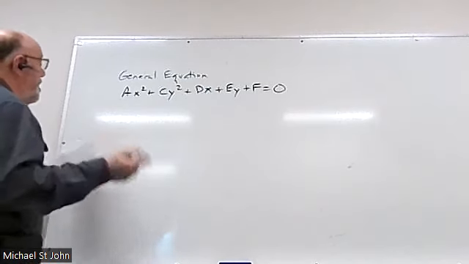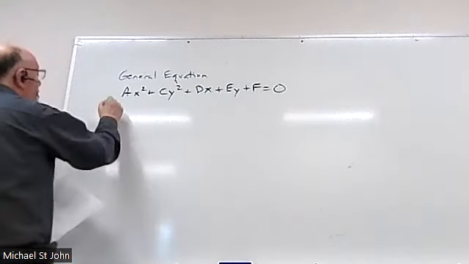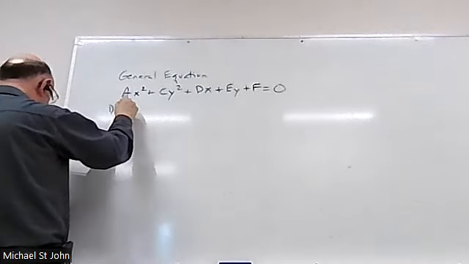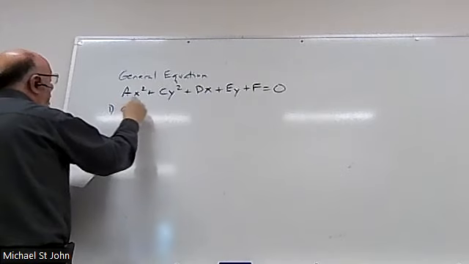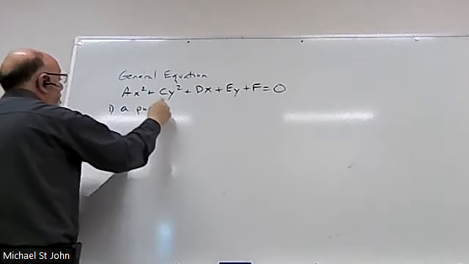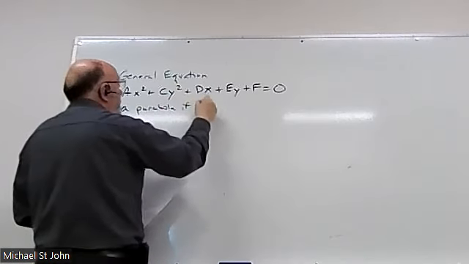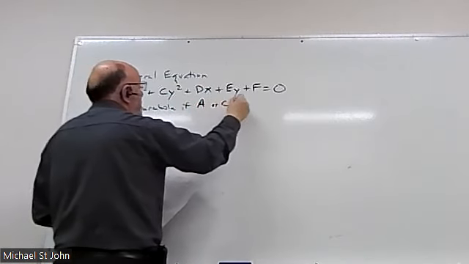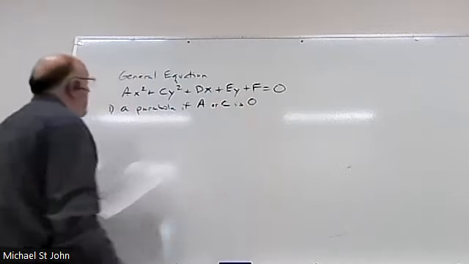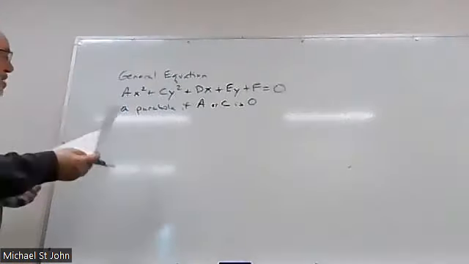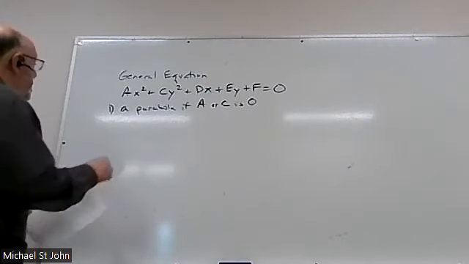And then, depending on what you got, it tells you a few things. Let me write those down here. And that is one, you have a parabola if A or C is 0. So that we would just have an equation either just in terms of x squared or in terms of y squared, which would be my parabola.